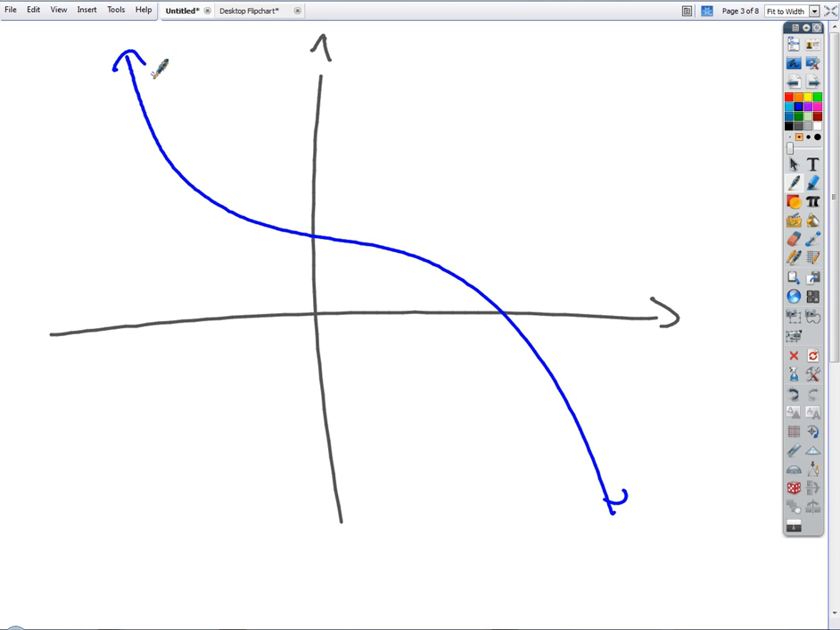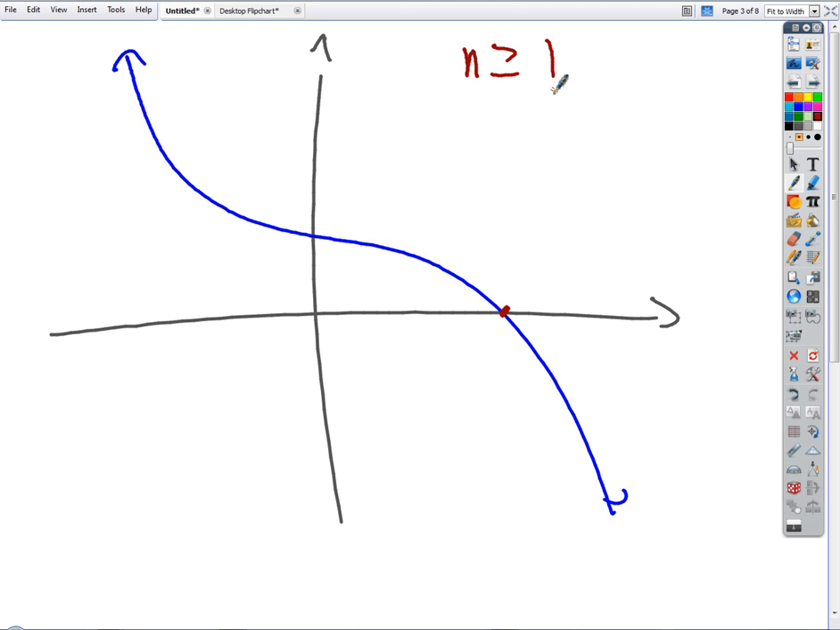Okay, so let's look at this. What are our clues here? The number of x-intercepts, how many? 1. So the number of x-intercepts says 1. That tells us n is greater than or equal to 1. How many turning points are there? None.